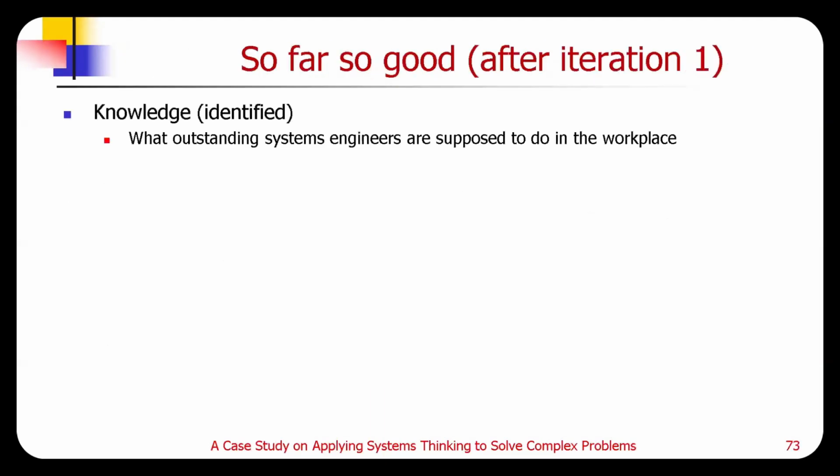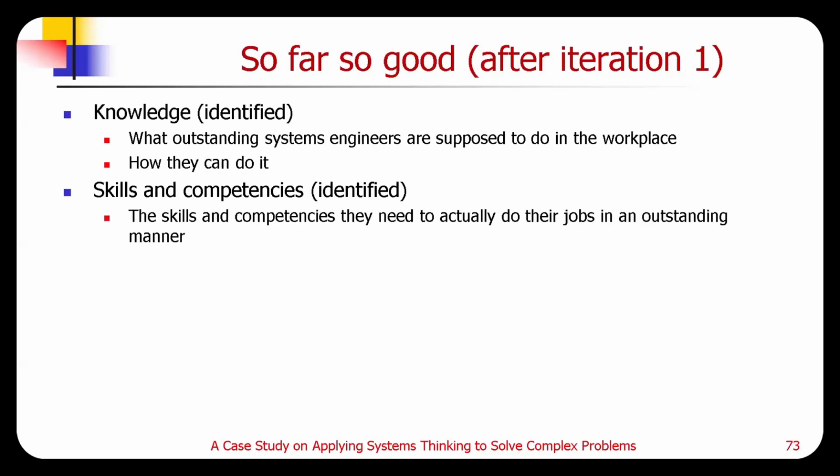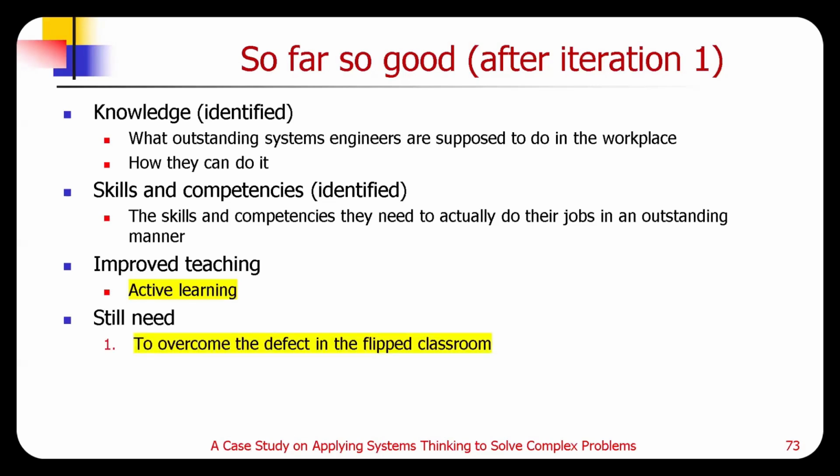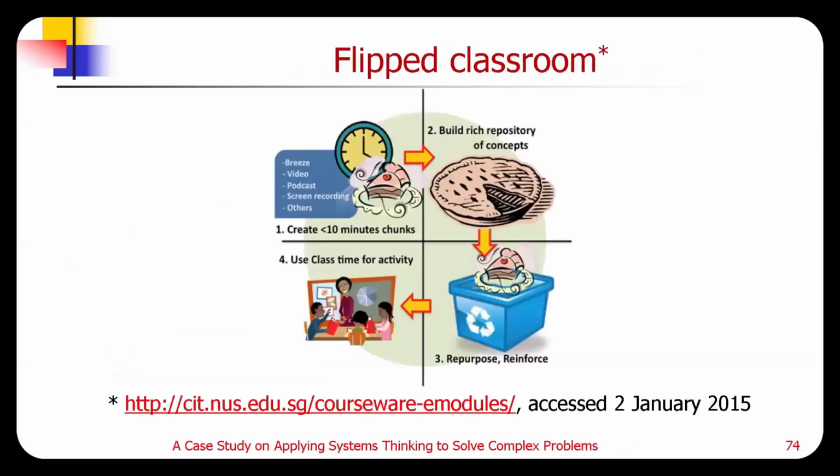The knowledge has been identified. The skills and competencies have more or less been identified. The teaching has been improved using active learning, but we still need to overcome the defect in the flipped classroom and to accelerate the experience. Flipped classroom: the idea is to take the lecture out of the classroom, pre-record it, and use the class time for activity. This was the NUS IT department view of the flipped classroom.